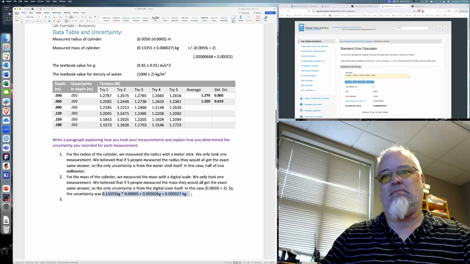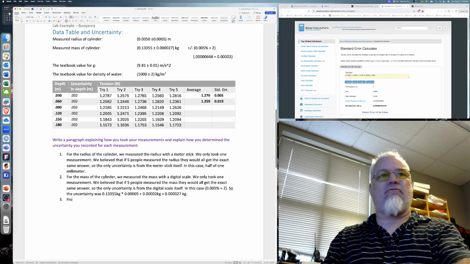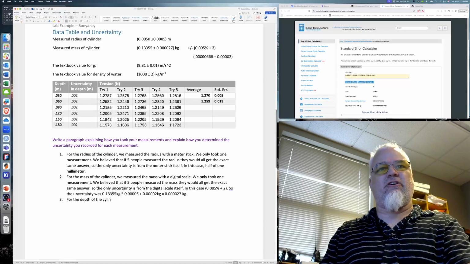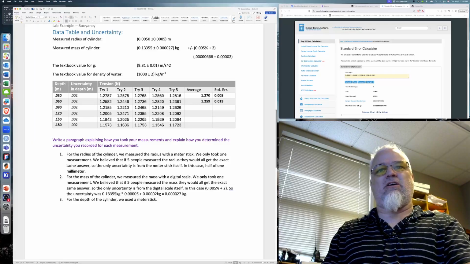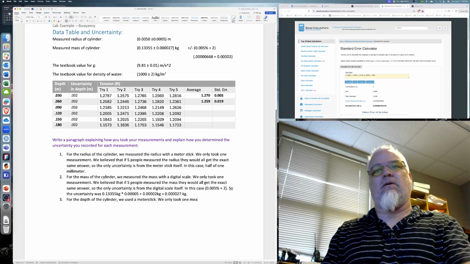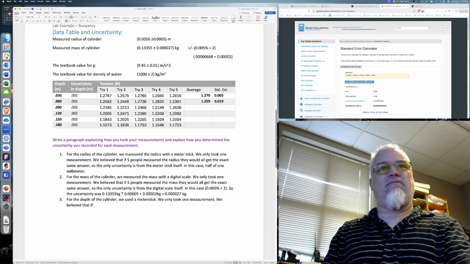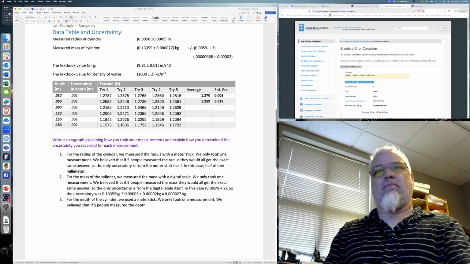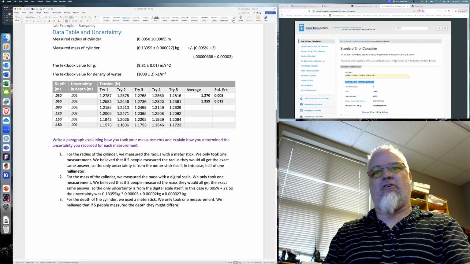When you actually have to do a calculation for your uncertainty, go ahead and show me the calculation. All right, 3, for the depth of the cylinder, we used a meter stick. We only took one measurement. We believed that if 5 people measured the depth, they might differ from each other by as much as 2 millimeters or 0.002 meters.